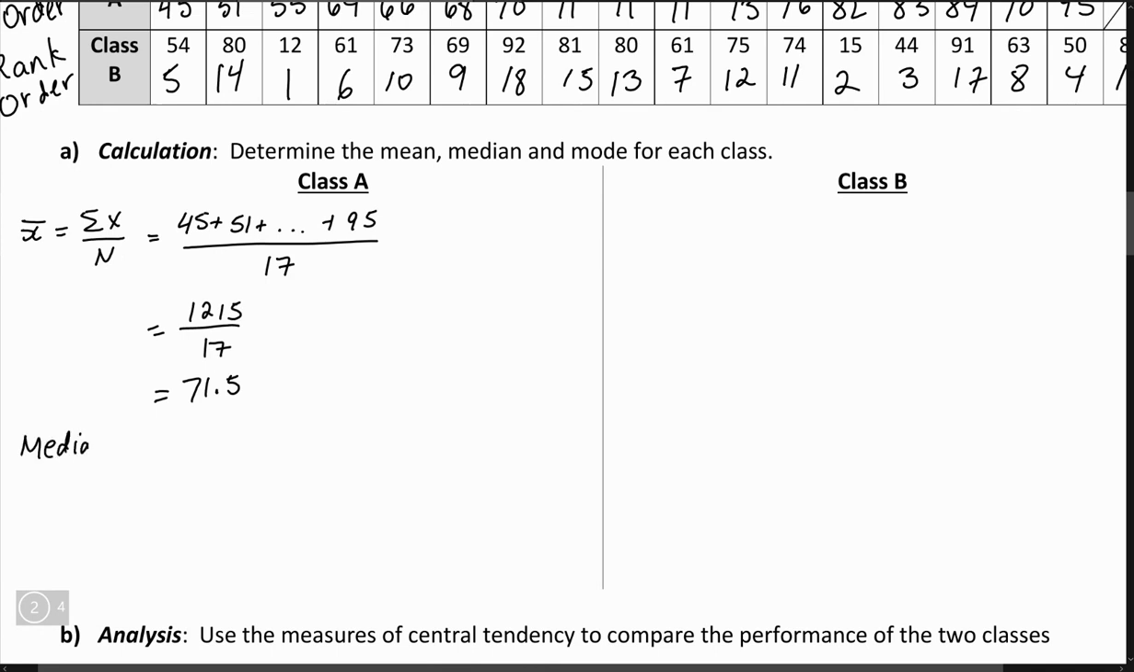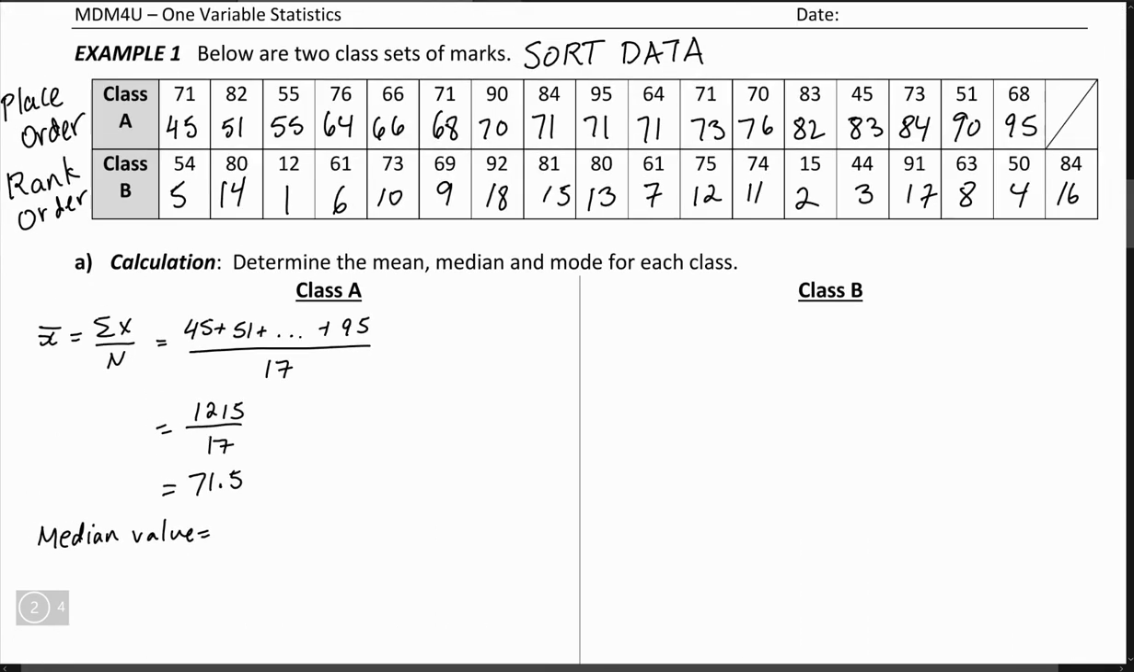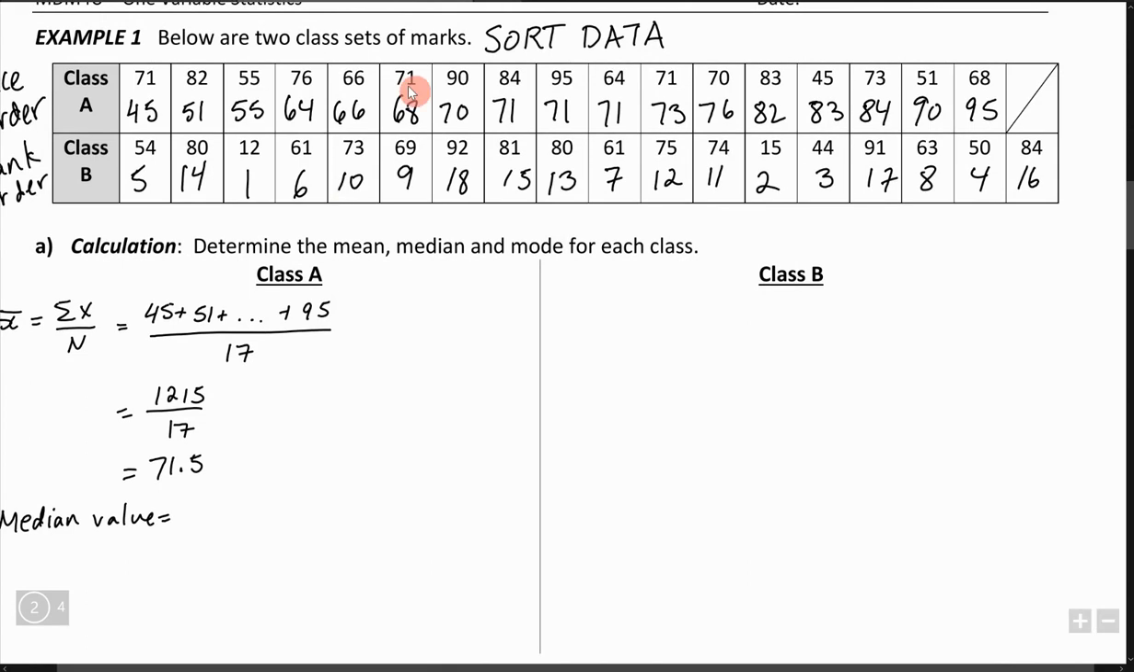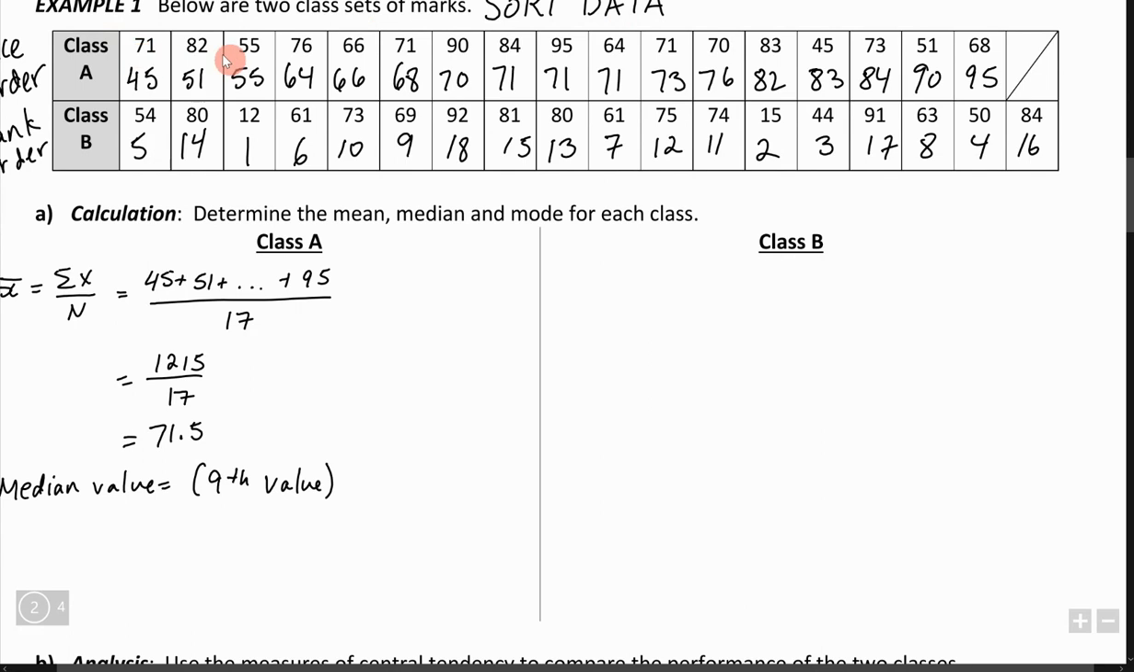The median value, if you have 17 numbers here, the middle number will be the 9th value. So I'm going to just highlight the 9th value here. So 1, 2, 3, 4, 5, 6, 7, 8, 9. There's my 9th value, 71. Okay, and how do I know it's the middle value? Well, you have to have exactly the same number of values on the left as you would on the right. So I have 1, 2, 3, 4, 5, 6, 7, 8 on the left, and 1, 2, 3, 4, 5, 6, 7, 8 values on the right.